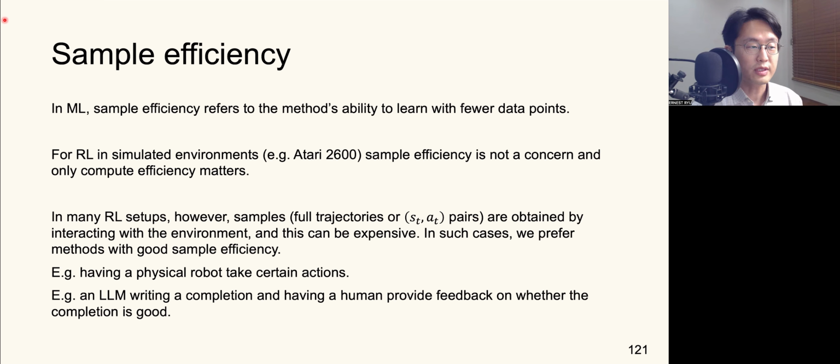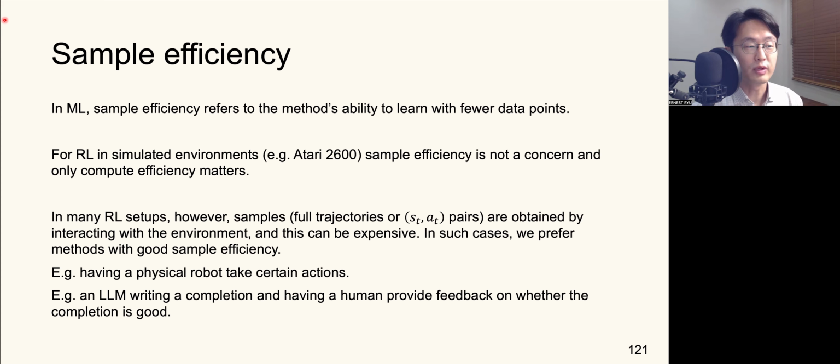So the A3C method or the A2C method, it's nice in many ways, but it has one drawback. And the drawback is that it has poor sample efficiency. So what is sample efficiency? In machine learning, efficiency refers to a method's ability to learn with fewer data points.